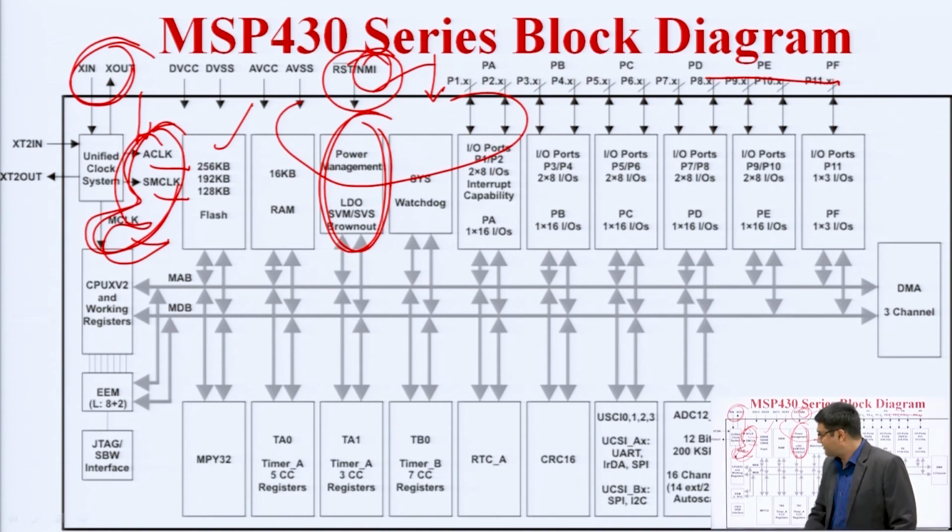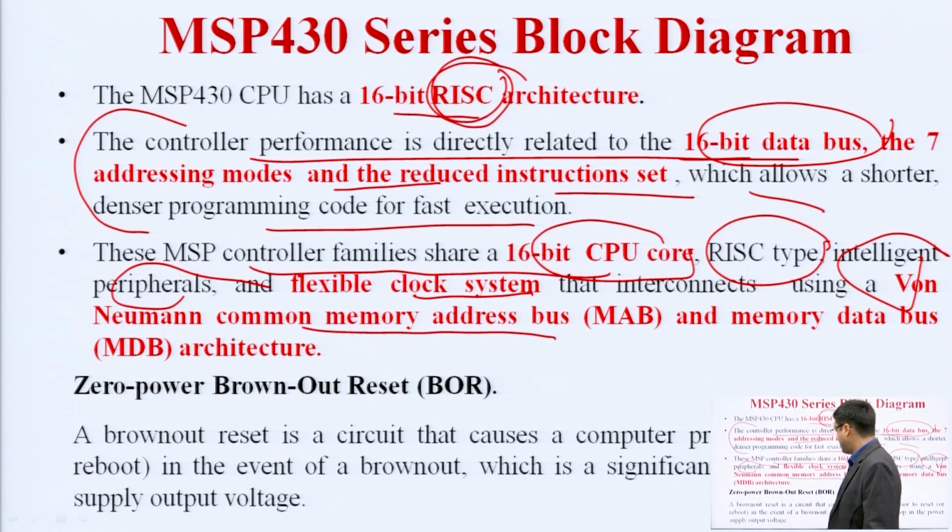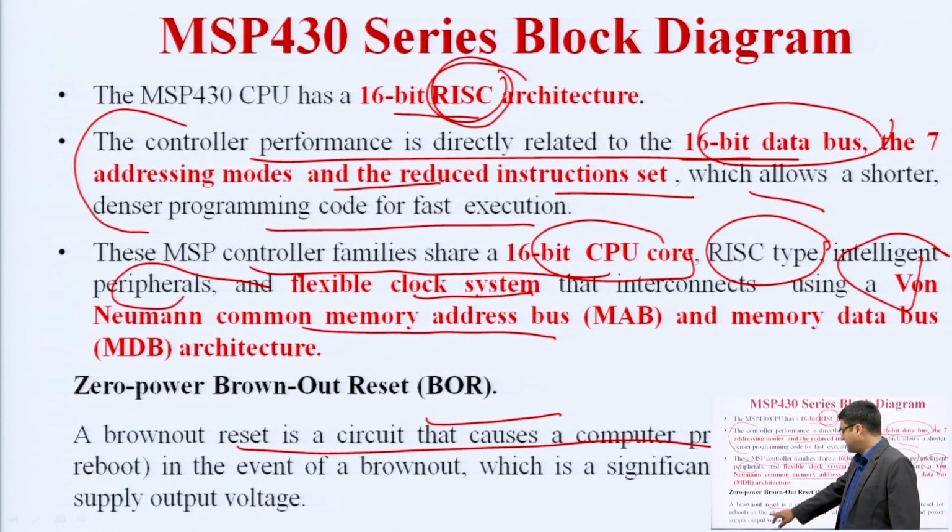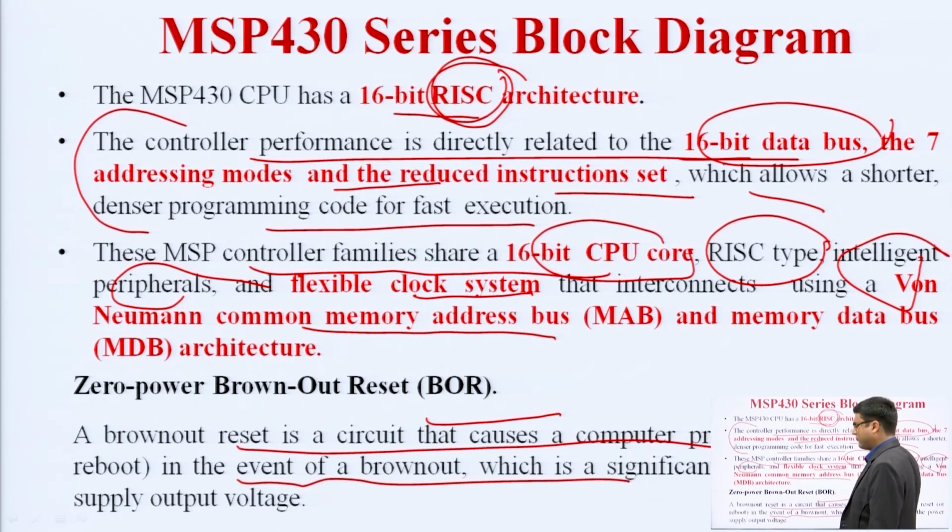Von Neumann has separate memory and address buses and separate memory available. It uses the same memory allocation for both the program and the data memory, which makes for faster execution. It also has a zero brownout reset circuit. We have seen that the brownout reset circuit causes the computer processor to reboot in the event of a brownout. Basically, if there is a significant drop in the power supply, brownout will reset the system.